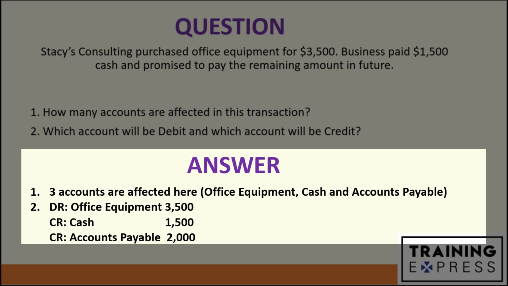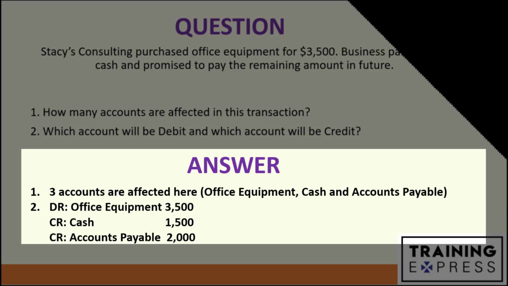So the answer is, there are 3 accounts affected in this transaction: office equipment, cash, and accounts payable. And the answer to the second question is, we will debit office equipment with $3,500. We will credit cash with $1,500. And we will credit accounts payable with $2,000.